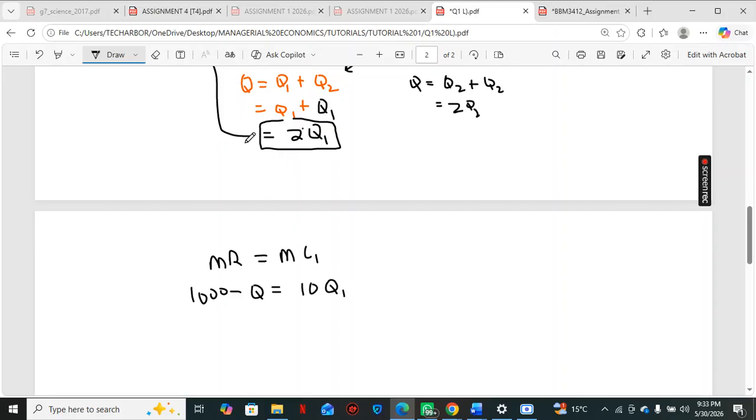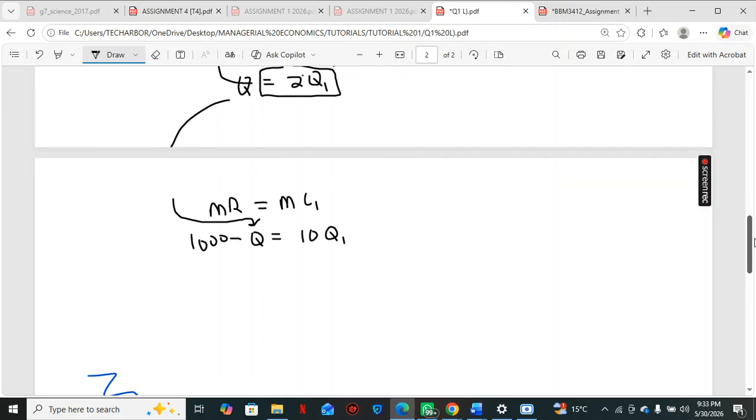Okay. So remember, colleagues, we have this Q equals 2Q1. This expression, we're going to bring it in here, because we want to find Q1 first. Once you've chosen which Q you want to work with, then find the value of that Q. Since we've chosen to work with Q1, remember Q equals 2Q1.